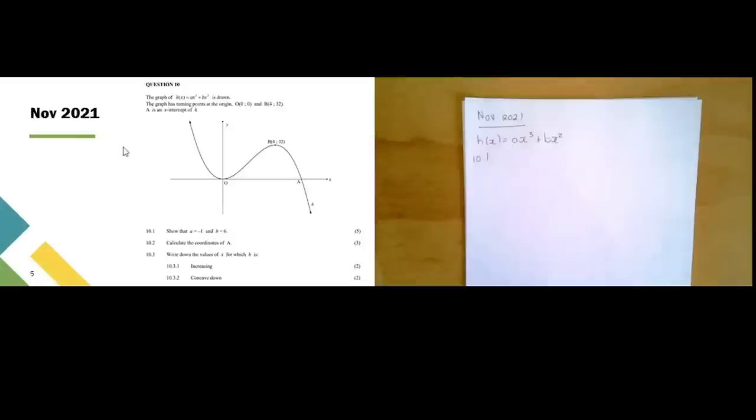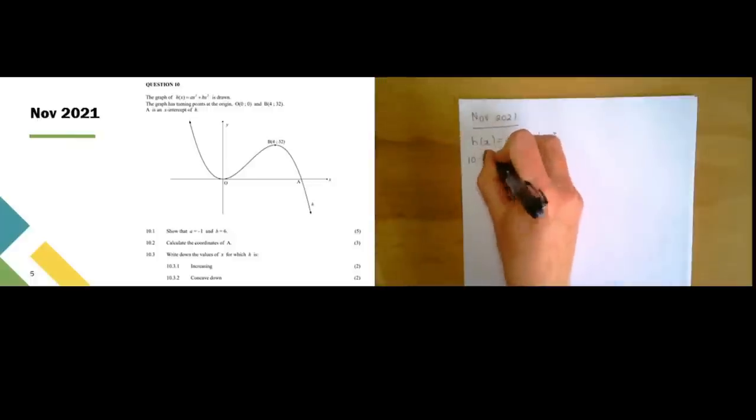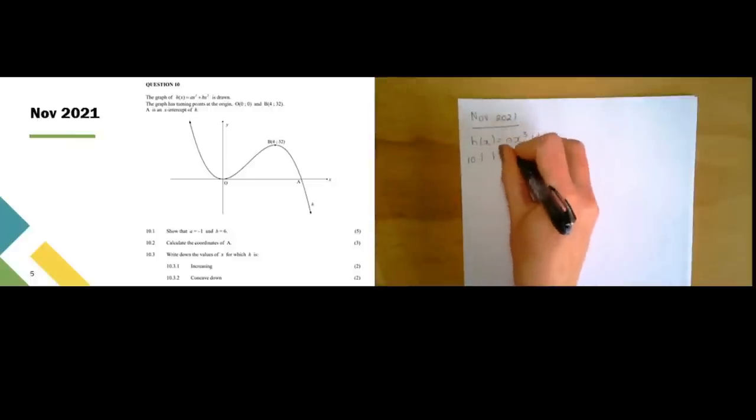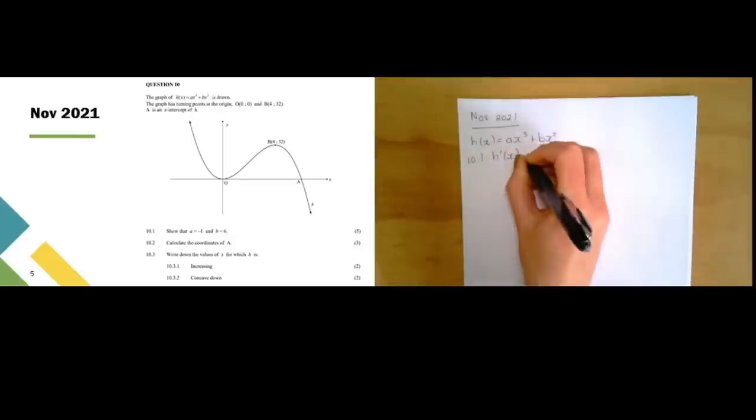So let's go look, what have they given me on the graph? Have they given me all three x-intercepts? One x-intercept and a turning point, or have they only given me a turning point? They've given me the turning point. So I've got to work from that point. What do I know about a turning point? At a turning point, the first derivative is equal to 0. So let's go get the first derivative.